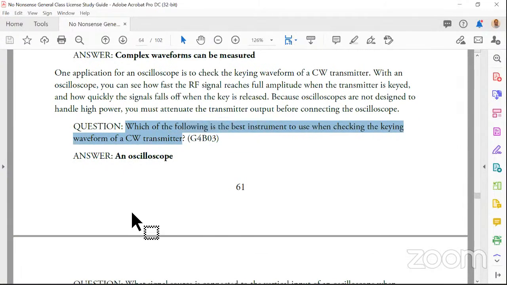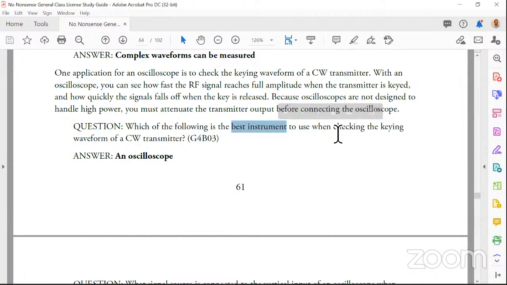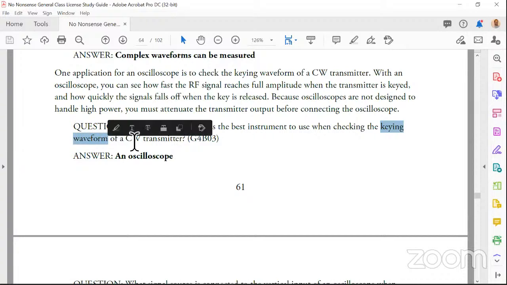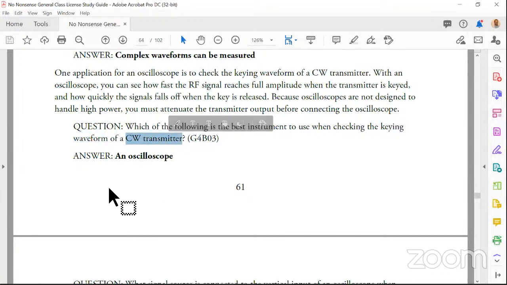Okay, yet another question. Which of the following is the best instrument to use when checking the keying waveform of a CW transmitter? Let's dissect this question a little bit. What are they asking us? So they're asking us for the best instrument. But to do what? We are checking the keying waveform of a CW transmitter. Remember, we said CW is continuous wave, but it's associated with Morse code. So in other words, when you're doing Morse code, what instrument is the best one to check that keying waveform?